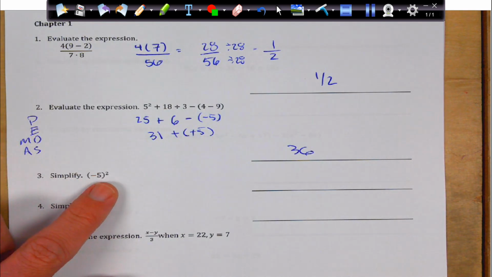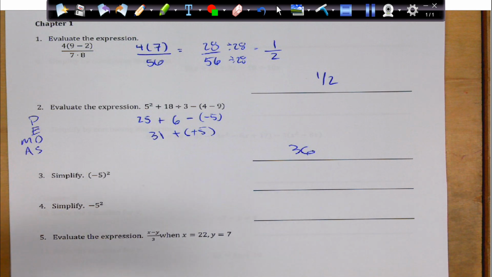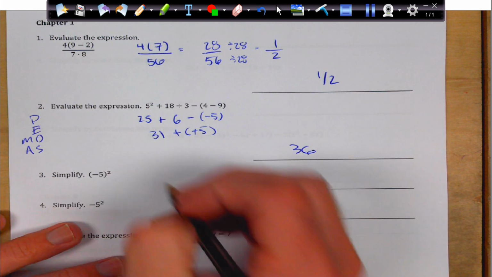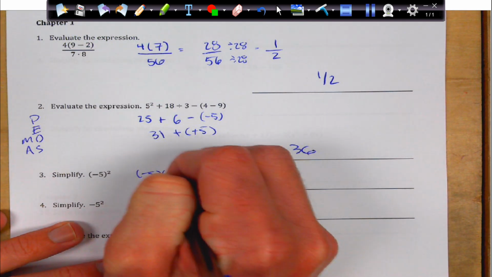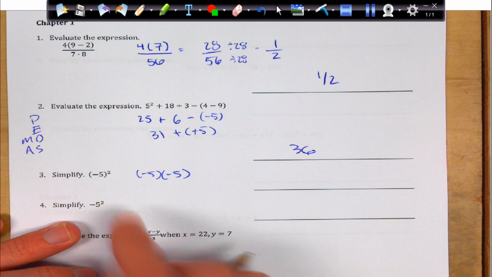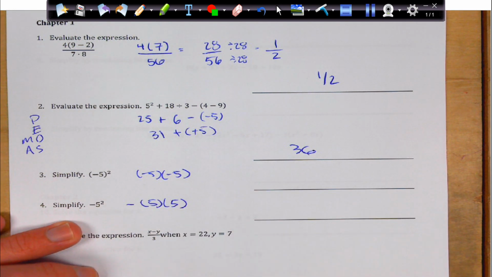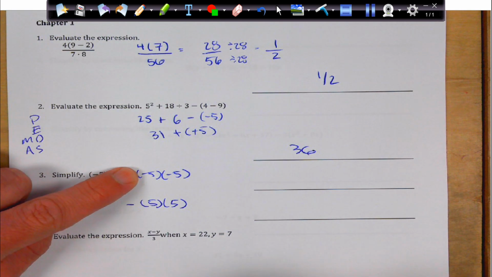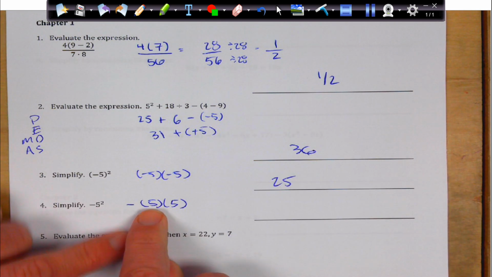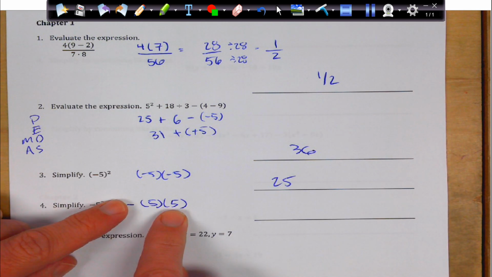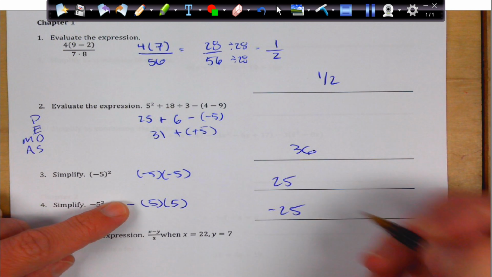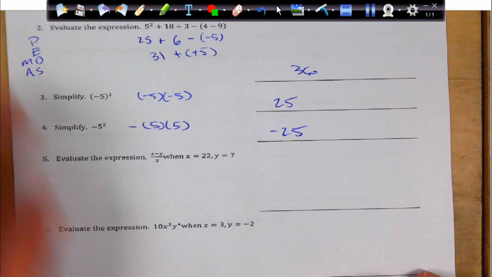Now if we square something, it means multiply that base number to itself that many times. So this would be negative 5 times negative 5, versus this one down here, I'm only squaring the 5, so there's a negative on the outside, and then I'm squaring the 5. So this one's negative times a negative, so I'm going to end up with a positive 25. This is a positive times a positive, and then times a negative, so that's a negative 25. A little bit of a difference there.